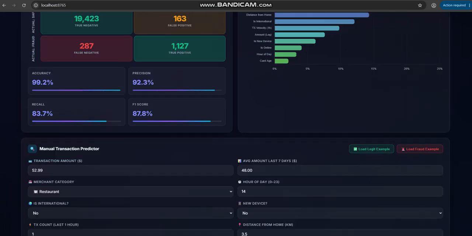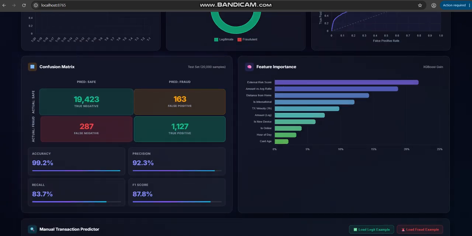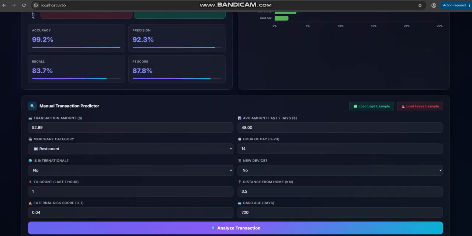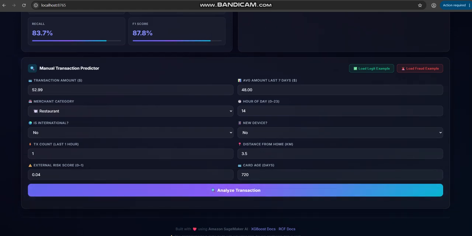Then we have the confusion matrix. The confusion matrix summarizes the model performance: true negative, true positive, false negative. This demonstrates the trade-off between customer experience and fraud prevention. The model also identifies the most influential fraud indicators, like external risk score, amount versus average spending ratio, and distance from home. You can see here.